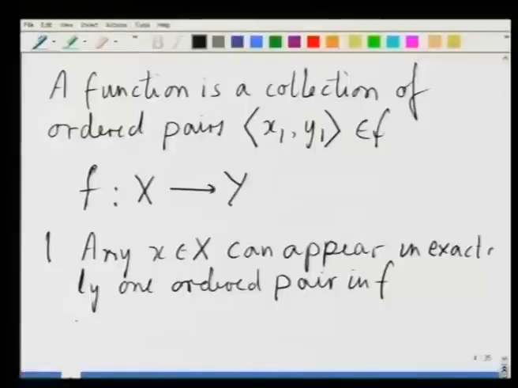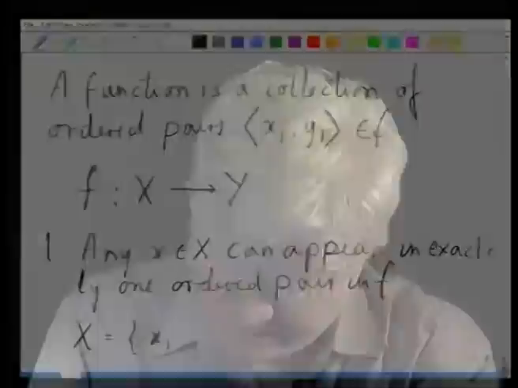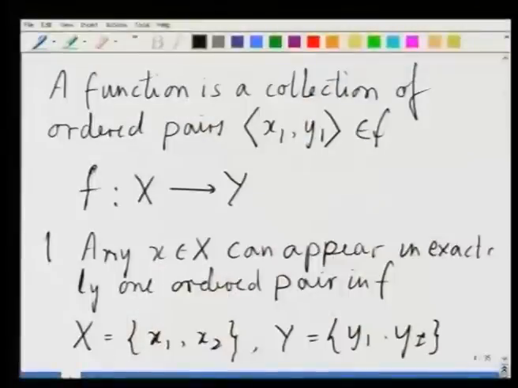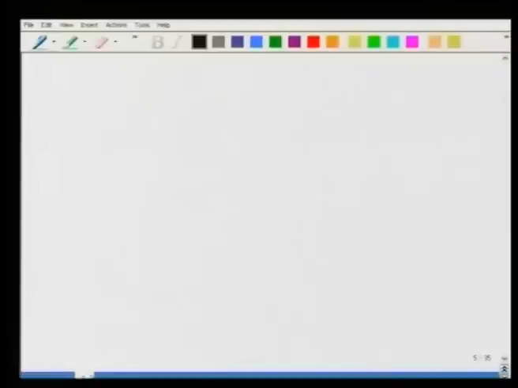In short, something of the sort that I am about to write cannot be a function. Suppose I had said that x consists of x 1, x 2, y is the set y 1, y 2, then it is not conceivable to have a function like this.